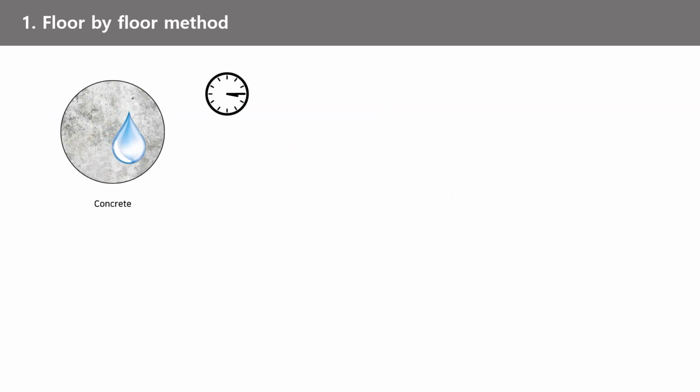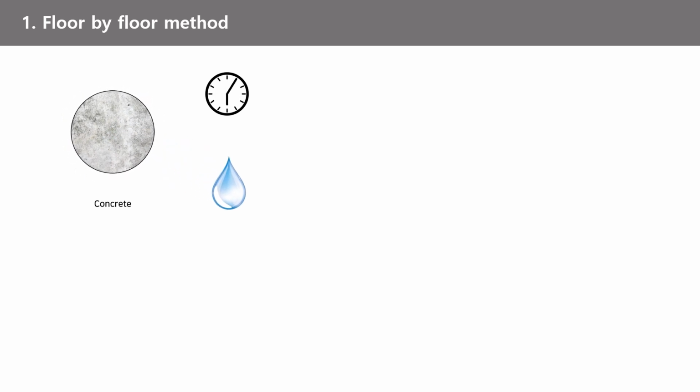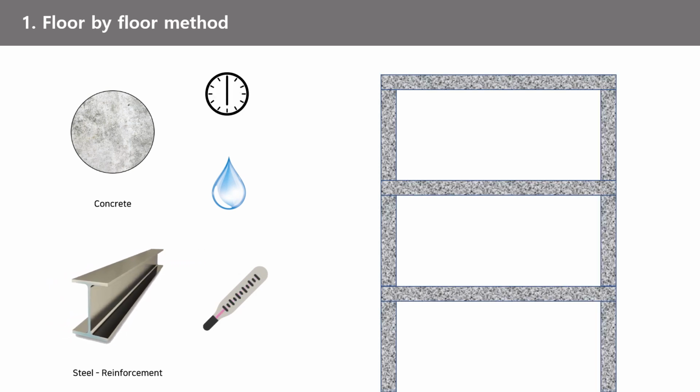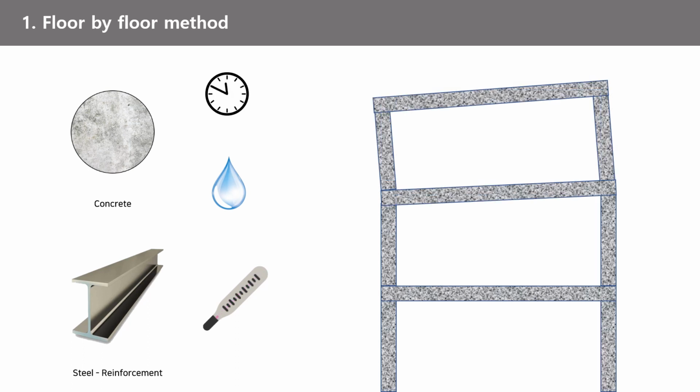Concrete has the characteristic of hardening by time and water evaporation. Steel has the characteristic of shrinkage and expansion by changes in temperature. This kind of deformation of members leads to errors in verticality.